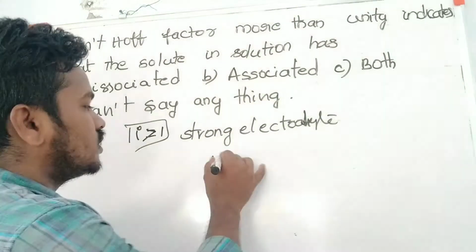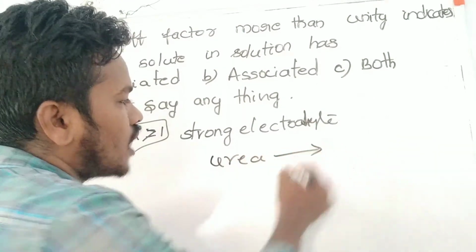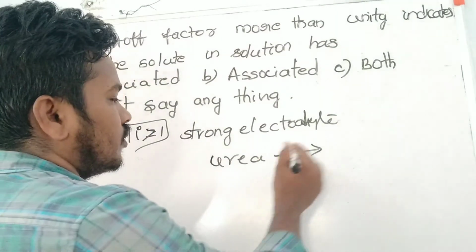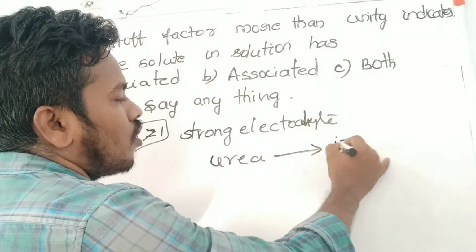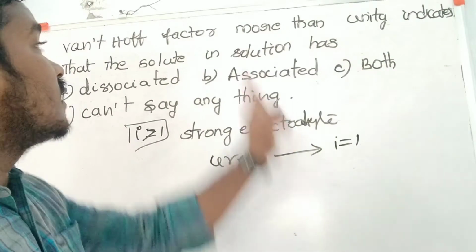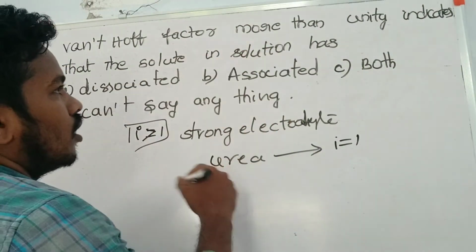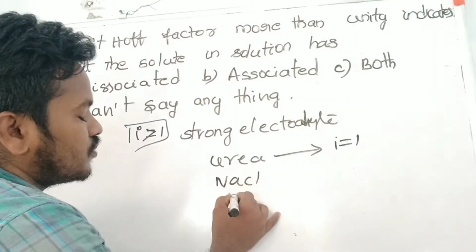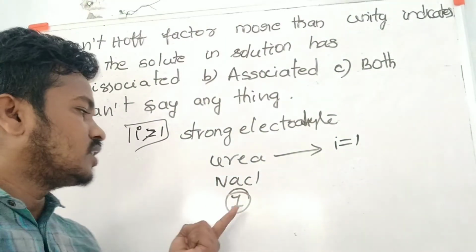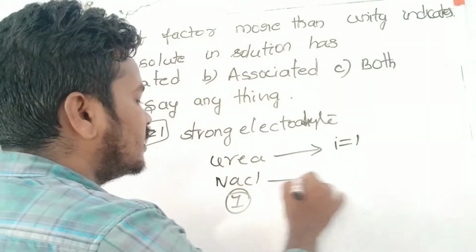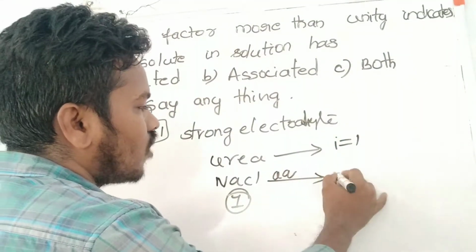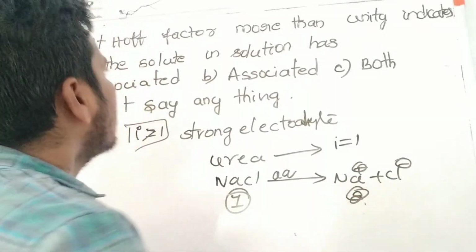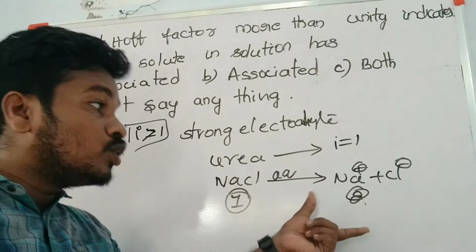For example, urea, whenever you dissolve it in aqueous solution, will not form ions. So what will be the i factor? Only 1. The question is asking for more than unity. For example, if you take NaCl, before dissolving the concentration is only 1, but whenever it dissolves in aqueous solution, it forms Na plus and Cl minus, 2 ions. So here the i factor is more than unity, more than 1.